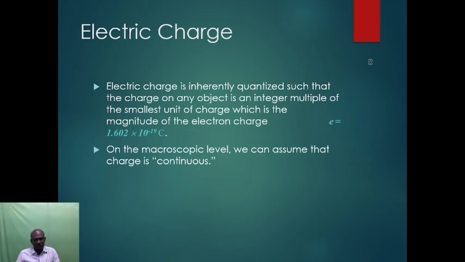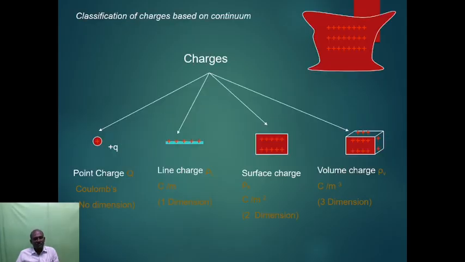At the macroscopic level, we can assume that charge is continuous. So charges are: point charge, line charge, surface charge and volume charge. Point charge Q; line charge density rho L, in coulomb per meter, charge per unit length; surface charge density rho S in coulomb per meter square; volume charge density rho V in coulomb per meter cube in 3 dimensions.